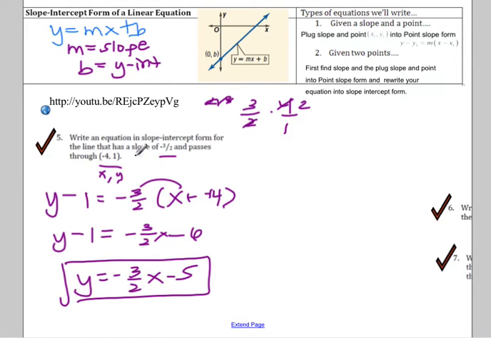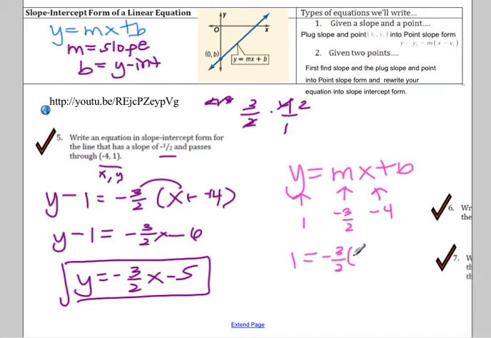So when they give you the point and the slope, I highly recommend you do it. If you forget point-slope form, don't forget your other equation. Y equals mx plus b. What do I know? I know my slope is -3/2. I know my y is 1, and I know my x is -4. Plug them in and solve. I have 1 is equal to -3/2 times -4 plus b.